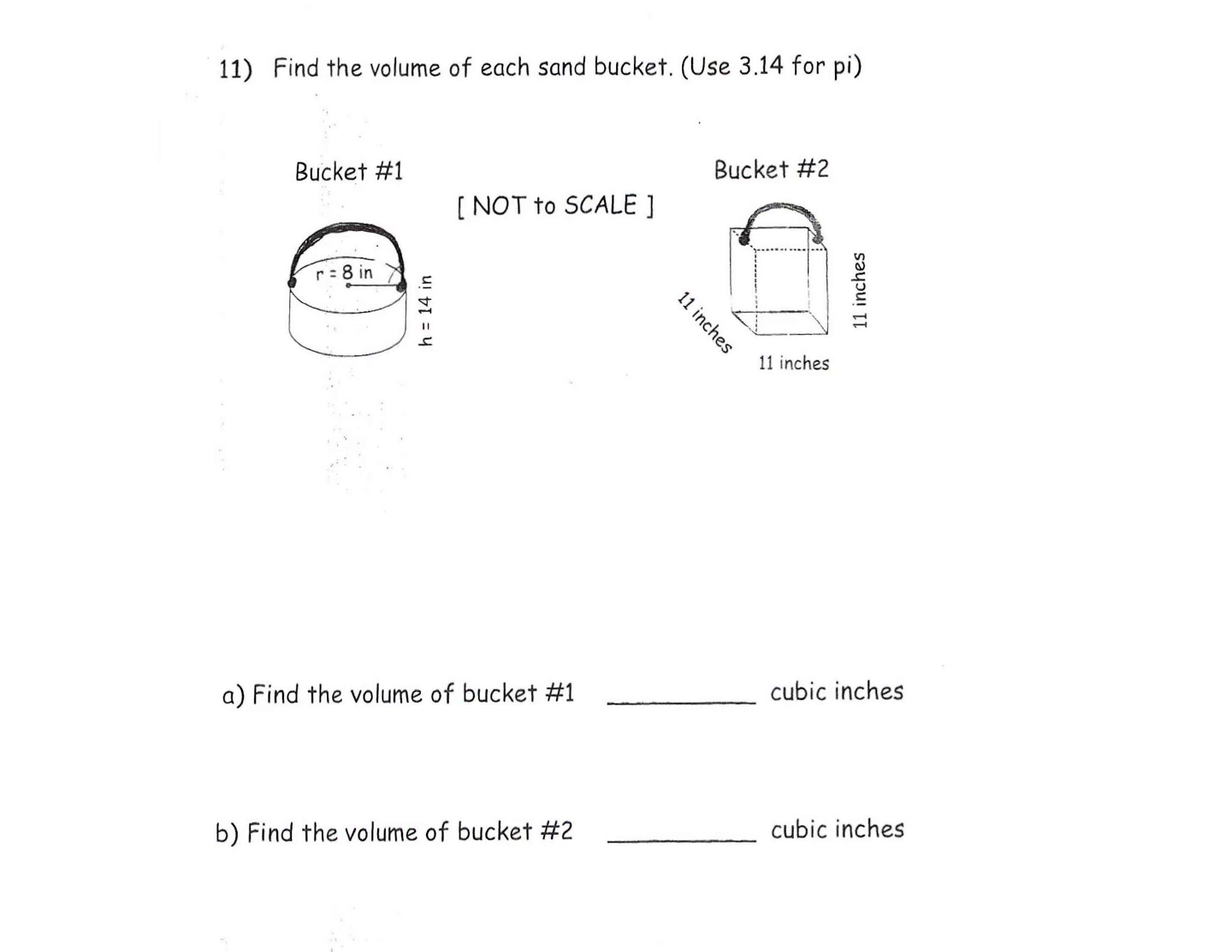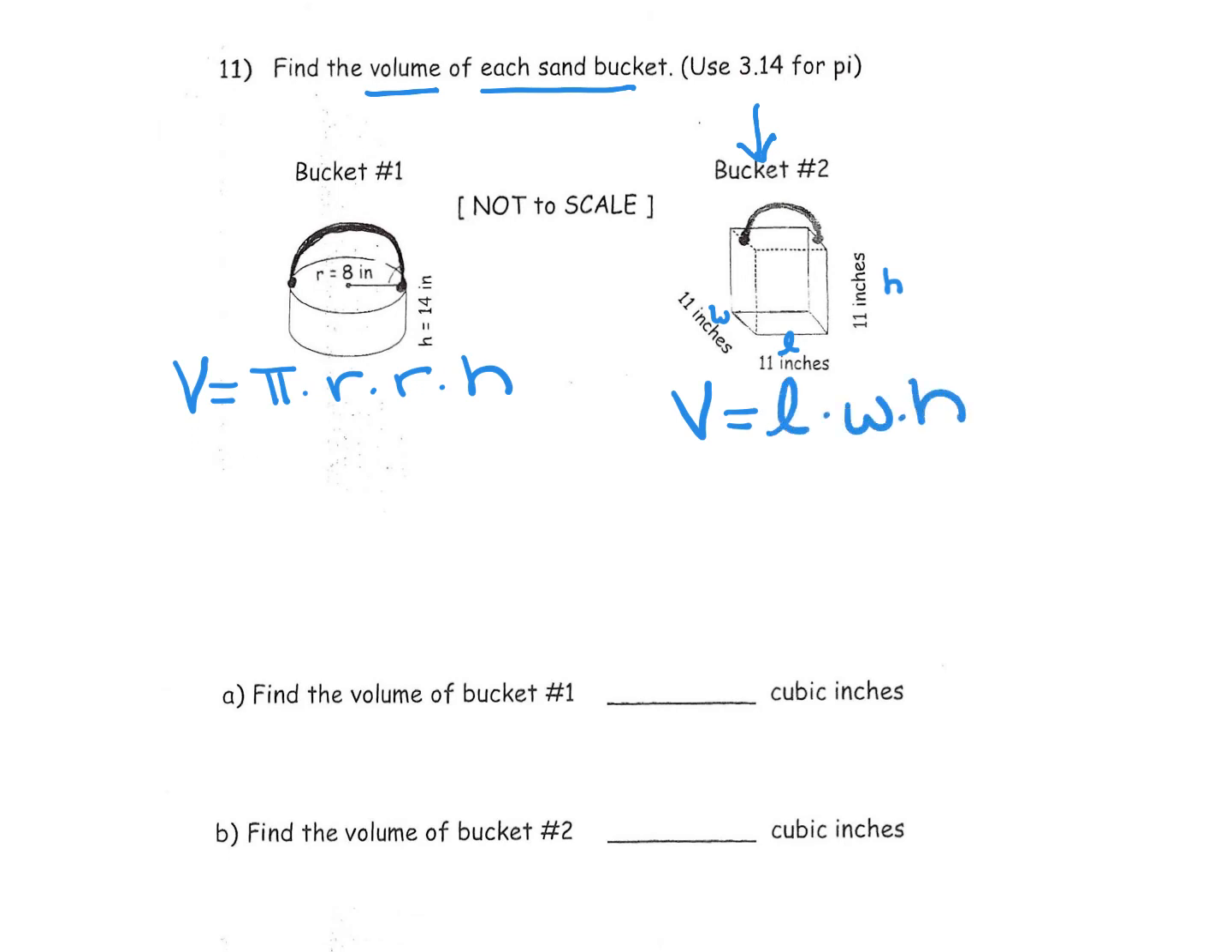Problem number 11 is a comparison problem. You need to find the volume of each sand bucket. Bucket 1 is a cylinder, so you will use the formula V equals pi times R times R times H. And bucket number 2 is a perfect cube with a length of 11, a width of 11, and a height of 11. So you will use the formula volume equals length times width times height.